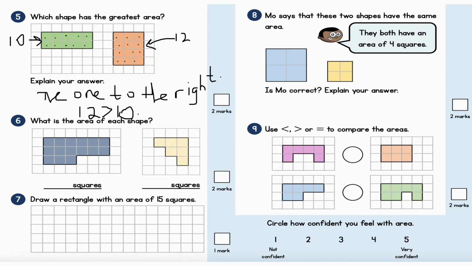This is question number 6. What is the area of each shape? Counting the number of squares, I've got 1, 2, 3, 4, 5, 6, 7, 8, 9, 10, 11, 12, 13, 14, 15. That's got 15 there. Here I've got 1, 2, 3, 4, 5, 6. I've got 6 squares.